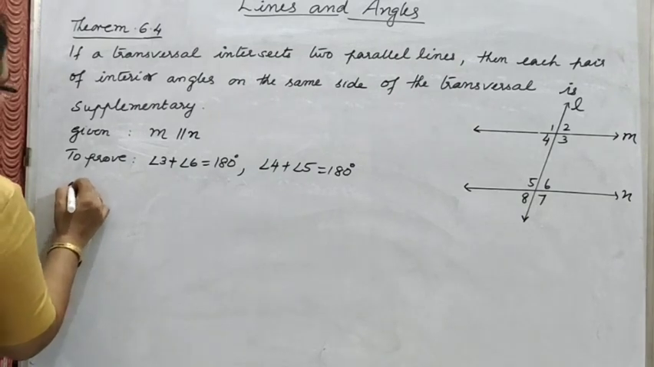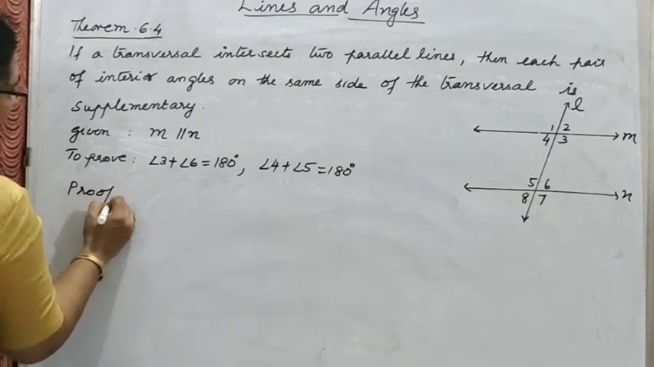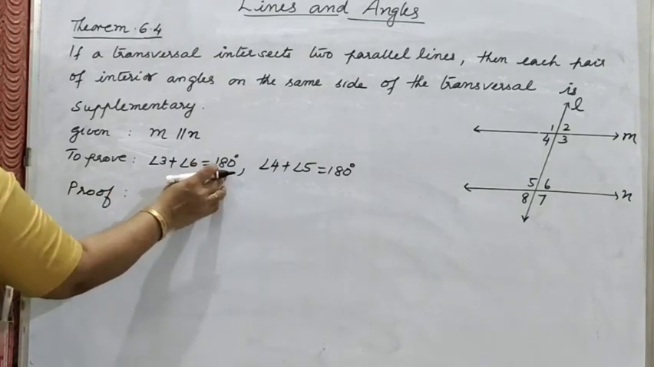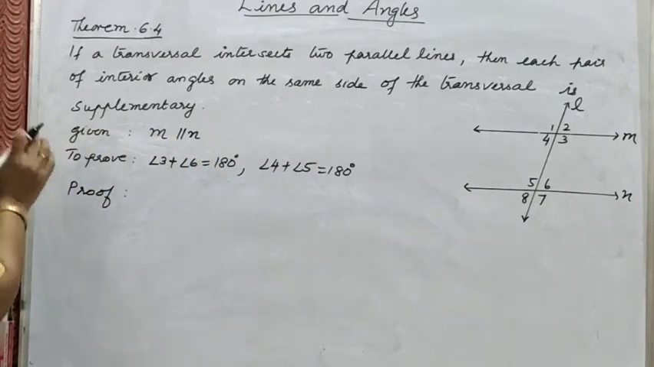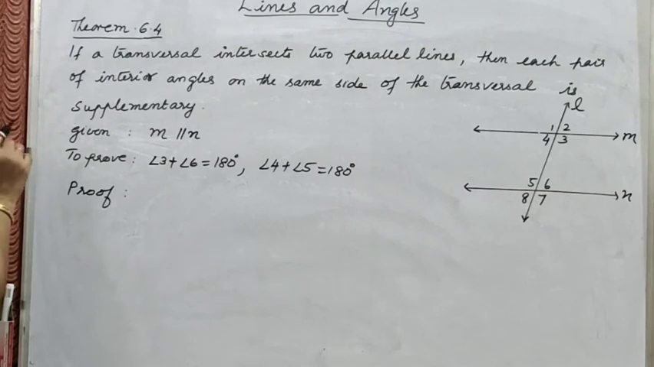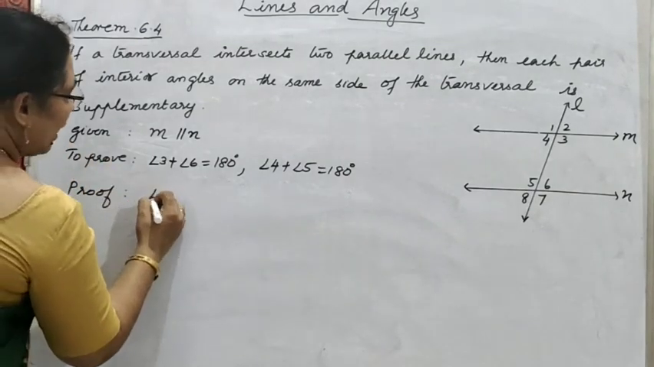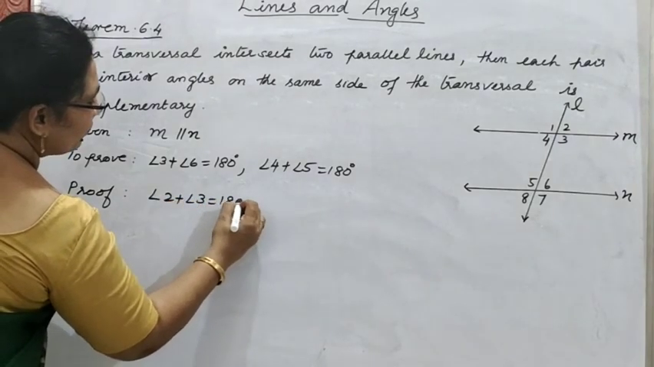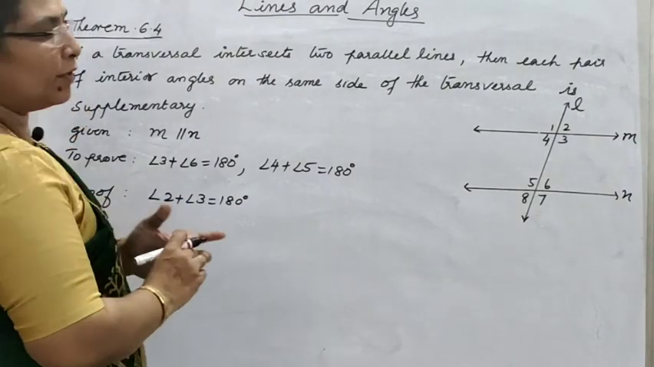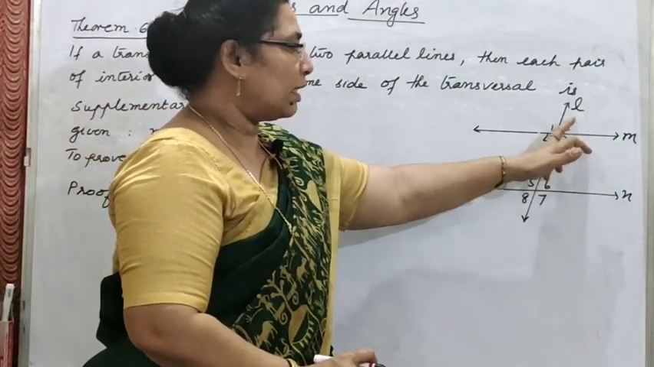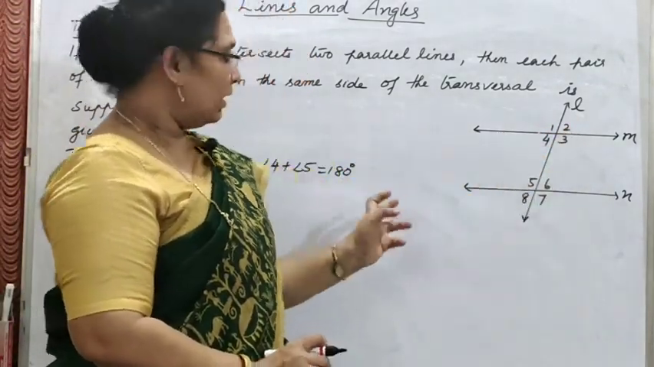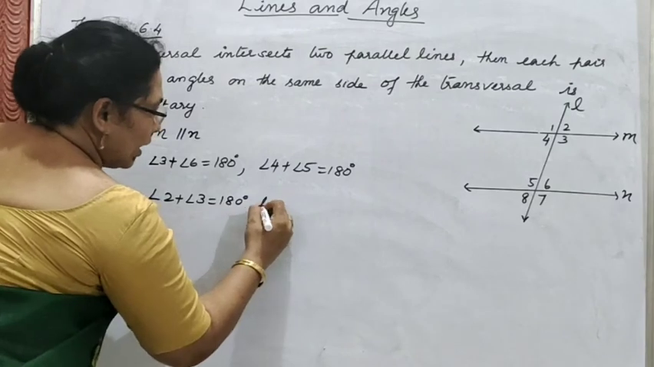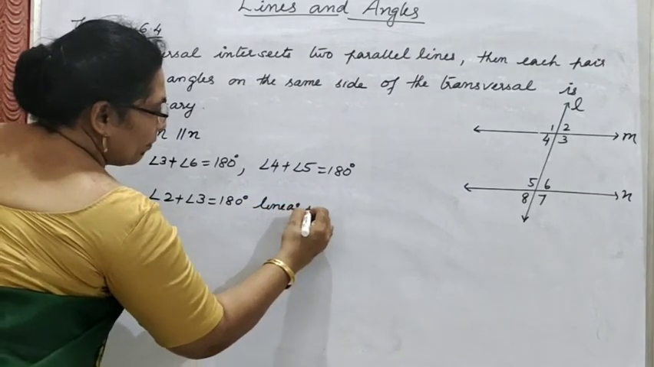The next step is proof. So related to 180 degree, which criteria have you learned? Means the linear pair only we have learned. So can we write angle 2 plus 3 equal to 180 degree? Check that in the figure. Angle 2 plus 3 equal to 180 degree, linear pair, right? So I'll write here linear pair.